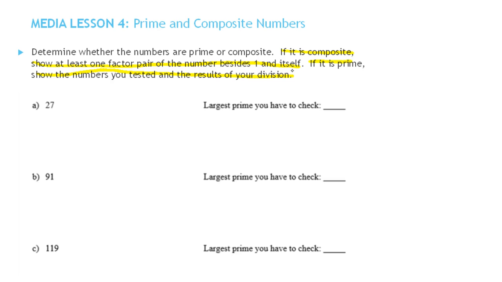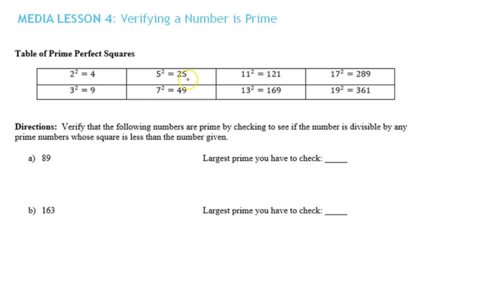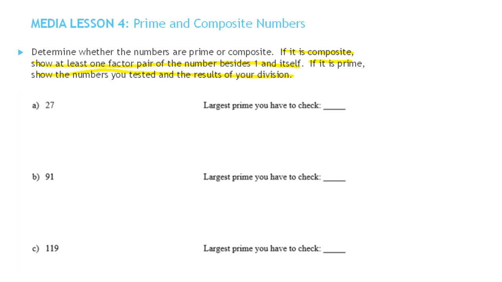Okay, so let's start with 27. Looking back at our prime number table to see the largest number we have to check, 27 is between 25 and 49, so we only have to check prime numbers less than or equal to 5. So we need to see if it's divisible by 2, 3, or 5.